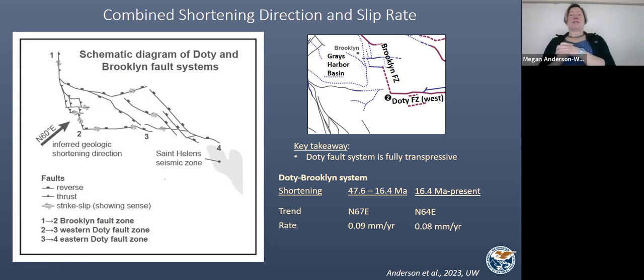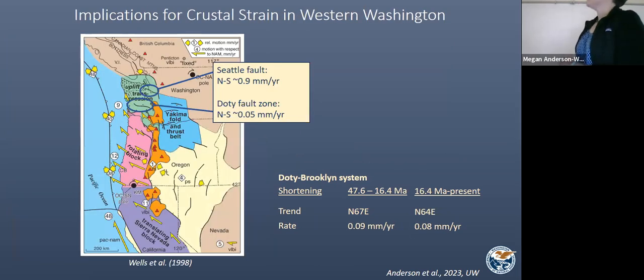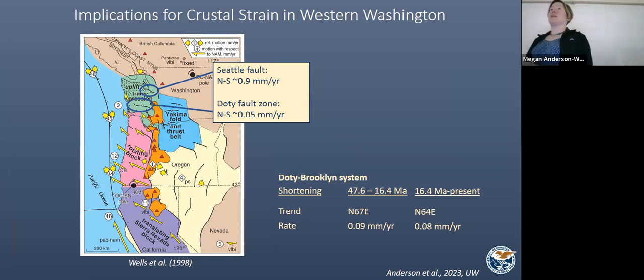If we put together these rates, if we back out the rate that's along north 60 east, the shortening rate, it's a little higher than each fault alone. It's going to be 0.09 to 0.08 millimeters per year, but that's still really low. As a comparison, the Seattle fault is at least 0.9 millimeters per year. So we're an order of magnitude lower than something like the Seattle fault.